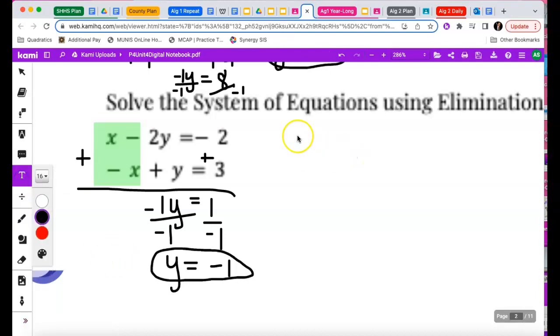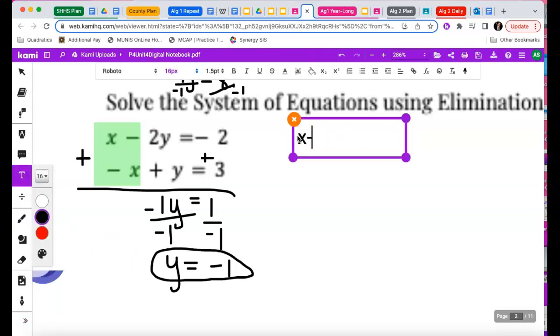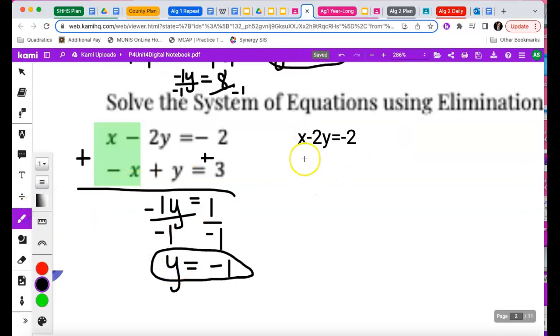So the second part of my solution, we go back to one of my original equations, and I'm just going to use the first one because that's the first one that I see. Everywhere that there's a y in that equation, I'm going to substitute the number negative 1. So I have x minus 2, and then we're going to times it by negative 1, and that's equal to negative 2. So negative 2 times negative 1, two negatives make a positive 2. So x plus 2 is equal to negative 2.